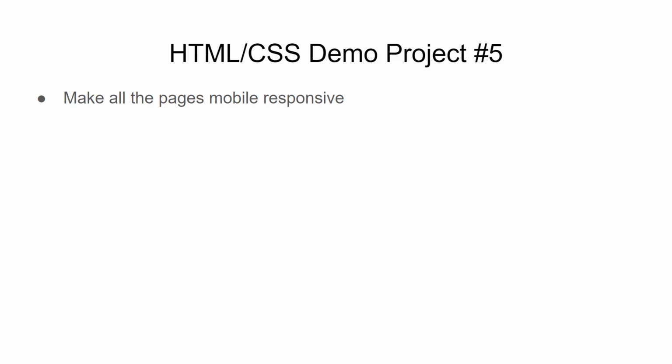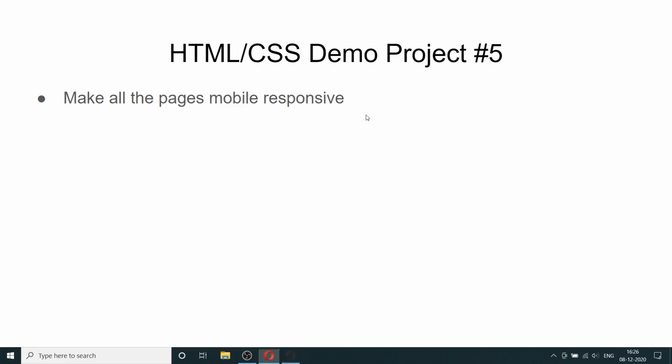In this video, we're going to have a look at how to implement the solution for the fifth project in the HTML CSS Demo Project series. In this, our task is very simple. We're only going to make all the pages mobile responsive. So let's have a look at how to do this.